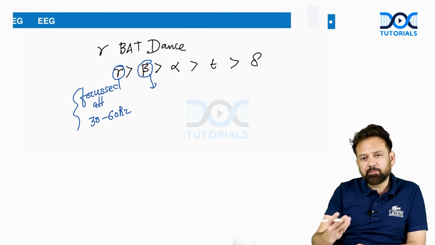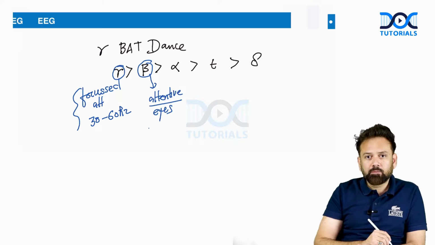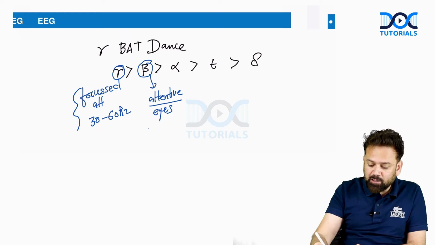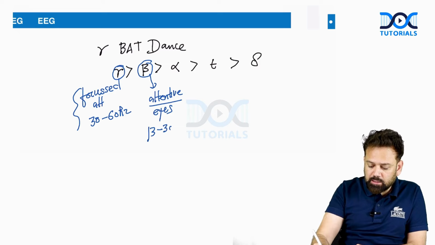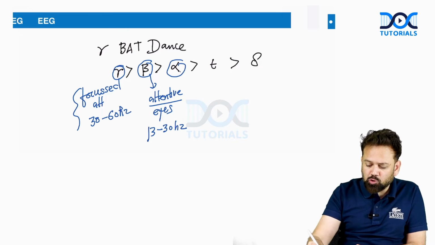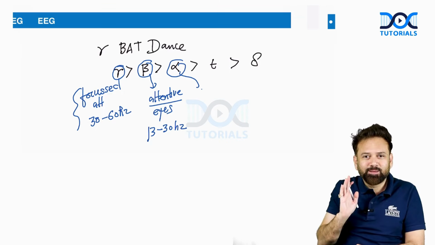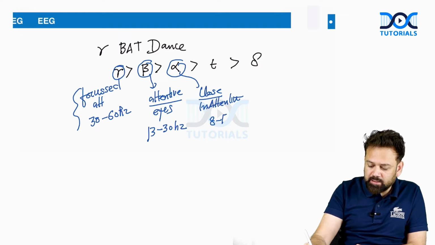But after a certain time, suppose your attention is there, you are attentive, your eyes are also open, but not as focused as gamma. Which wave will be there? Beta. And when you read beta, it becomes 13. So 13 to 30 hertz. Very simple. After that, suppose you close your eyes. Okay, now I will listen to sir. So when you close your eyes and you become inattentive, relaxed, frequency will be 8 to 13 hertz.